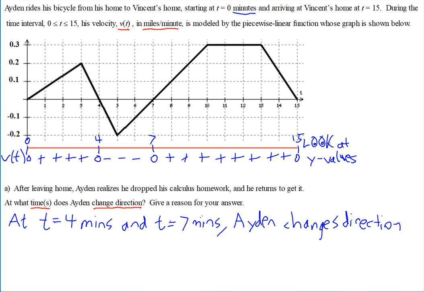And then it says give a reason for your answer, which is just another way of saying justify it. So you could just say since or because it's because v of t changes sign. You could say at t equals 4 and t equals 7, or you could say at these times.